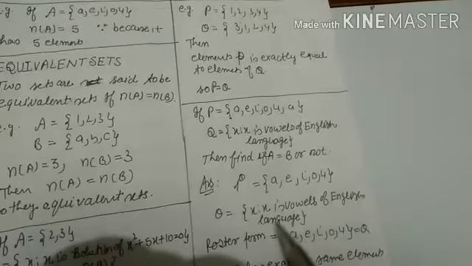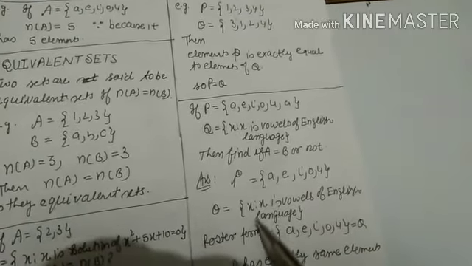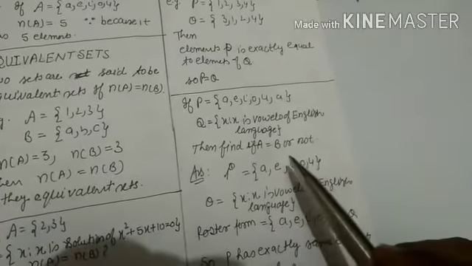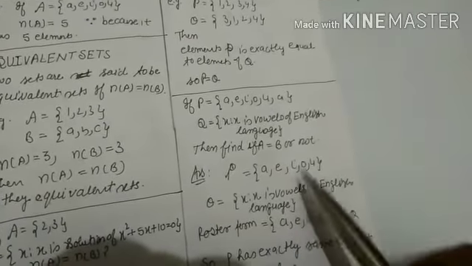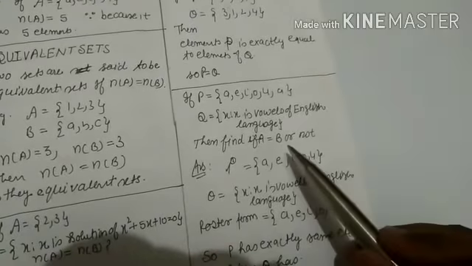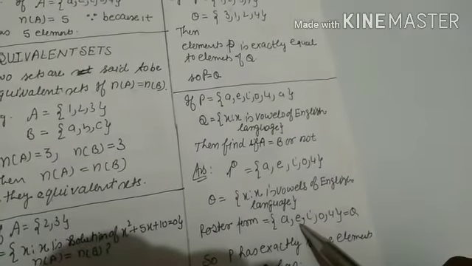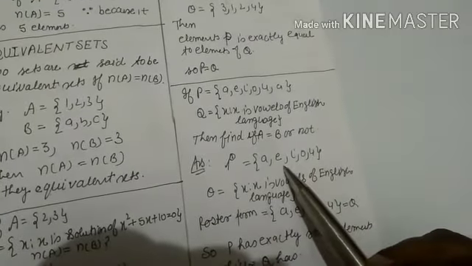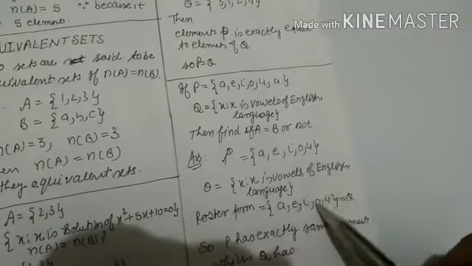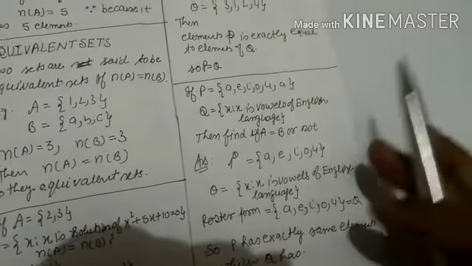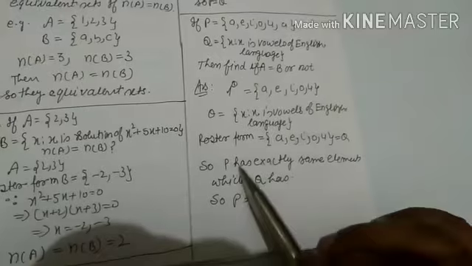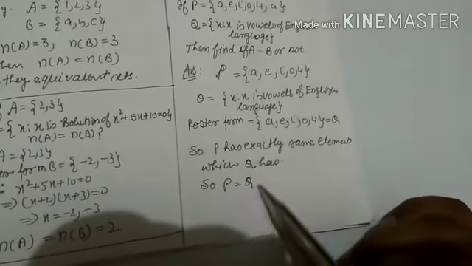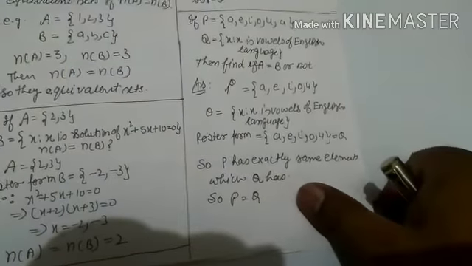Q is {x : x is a vowel of the English alphabet}. We have to know the elements of Q also. Then we can decide whether they are equal or not. First we will write both the sets in roster form. So the elements of the second set are also A, E, I, O, U. The elements of the first set are also A, E, I, O, U. Both have exactly the same elements. So P has exactly the same elements which Q has. So P and Q are equal sets.